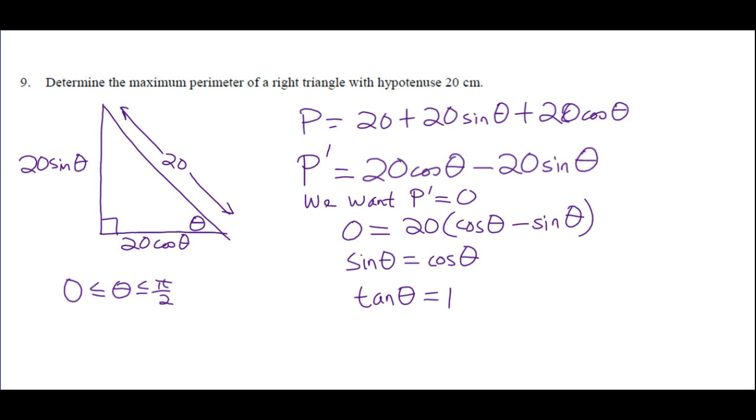So we divided out the 20, and sine theta has to be equal to cos theta. Divide both sides by cosine theta, and you get sine over cos, which is tan theta. The right side is cos over cos, which is 1. So tan theta is 1, and the only value that's going to work there is if theta is pi over 4.